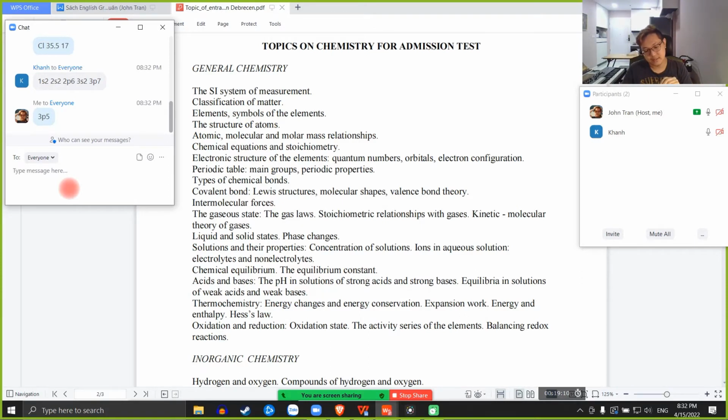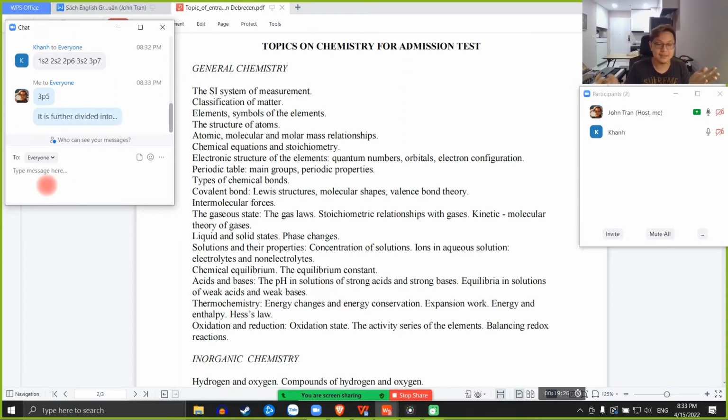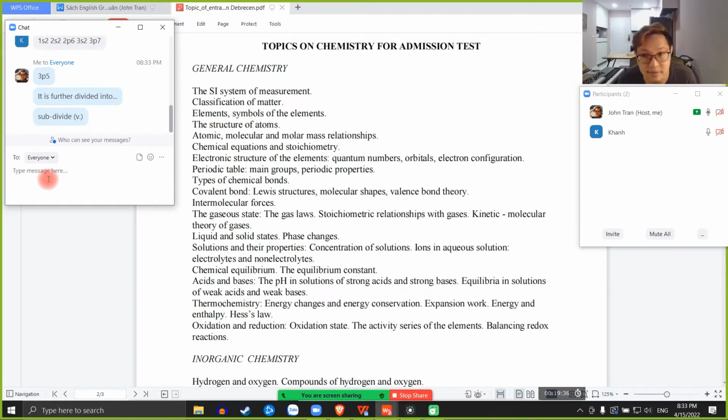And it is subdivided into s and p orbitals. Subdivided. So you can say it is further divided into s and p orbitals, for example. Or you can use the word subdivide as a verb, to subdivide something.